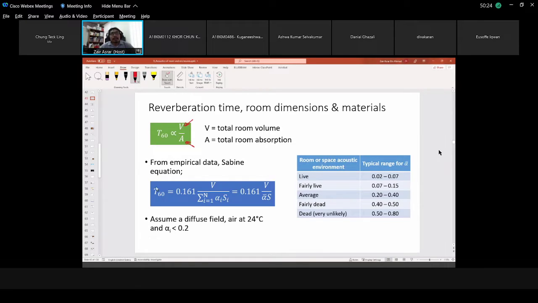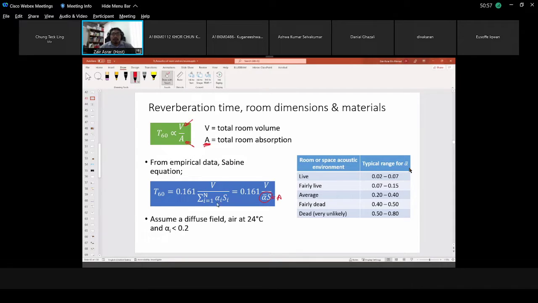Okay, and from empirical data, there is the Sabine equation that was developed for that. Based on Sabine, it is equal to 0.161 times the total volume divided by the total room absorption. A here is also equal to the average absorption times the total exposed surface area in that particular room. So this is our total absorption, right?